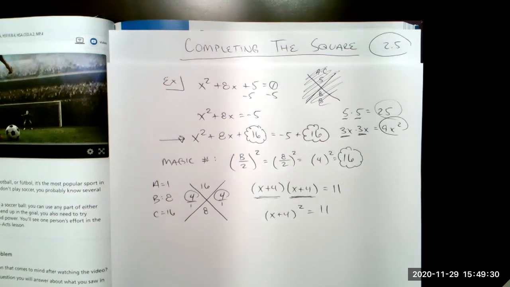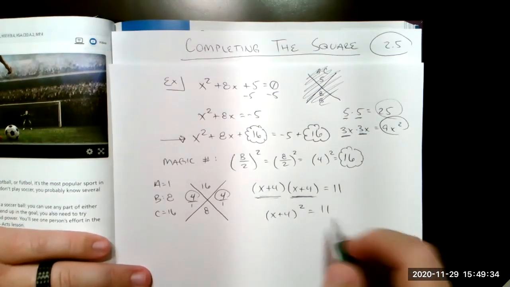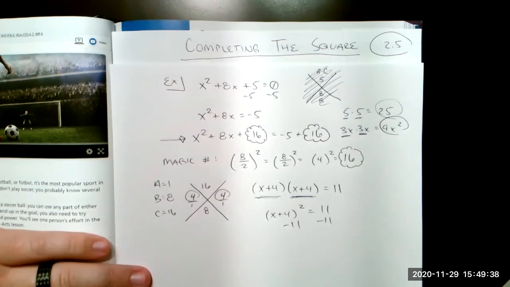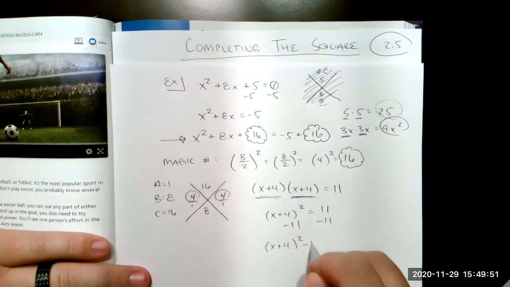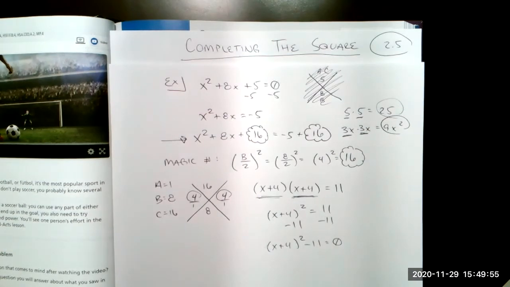So at this point, now I can go ahead and bring this constant back over to the left-hand side. So this is a positive 11. So in order to bring it over to the left, I'd have to subtract it. I can only subtract 11 from other numbers, not things like this, right? This is letters and variables and all this kind of crazy stuff. So it's still going to be x plus 4 squared minus 11 equals 0.